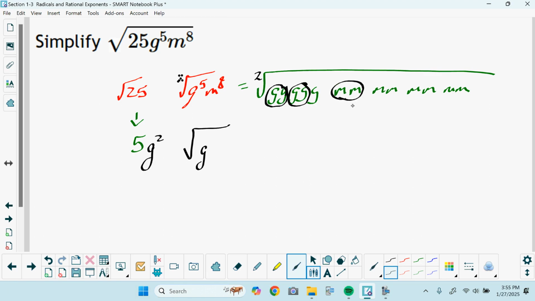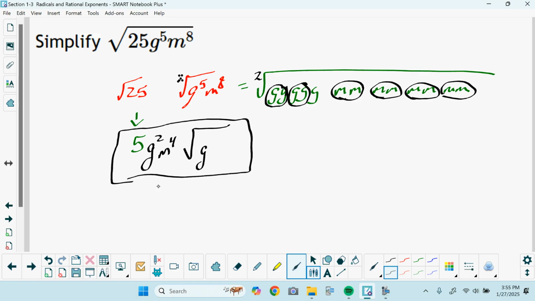Now let's look at my m's. I've got a grouping of 2 there, grouping of 2 there, grouping of 2 there, and grouping of 2 there. I've got 4 groupings. So I can bring 4 groupings out, and I have nothing left behind. So this is my answer.